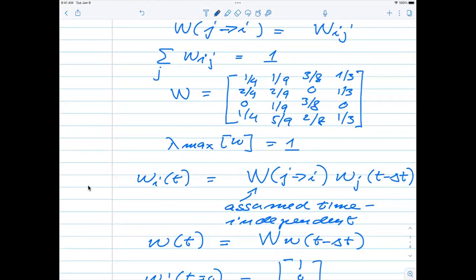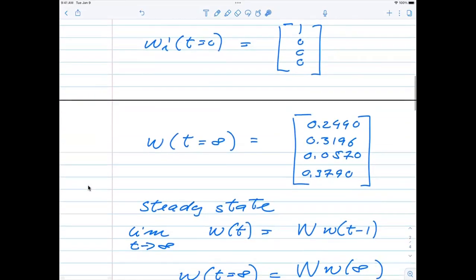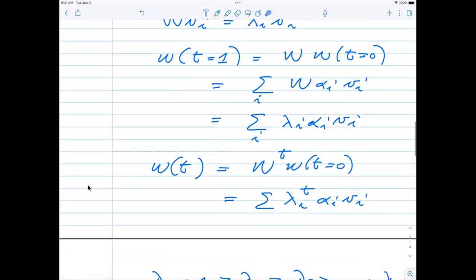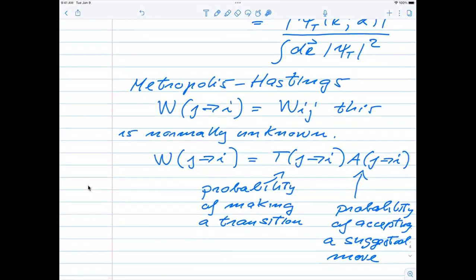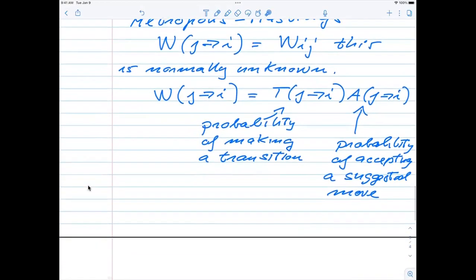If you take this matrix here, you see this is normalized, all the column vectors sum to 1. You can change column vectors to rows, they should be normalized to 1. And this matrix has the largest eigenvalue equal to 1, which is one of the definitions of a stochastic matrix. In general, we don't know what this looks like. And the Metropolis algorithm is the algorithm which comes to our rescue here.